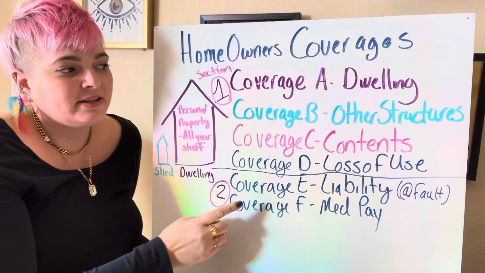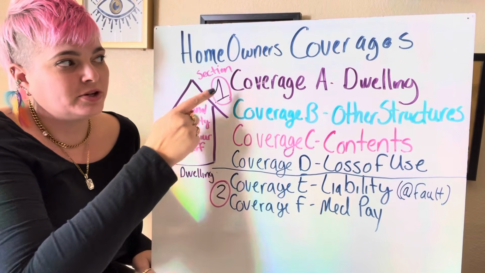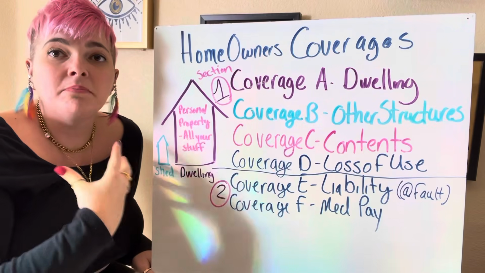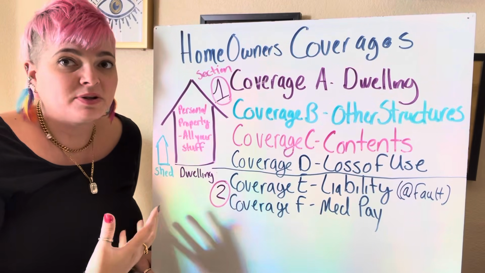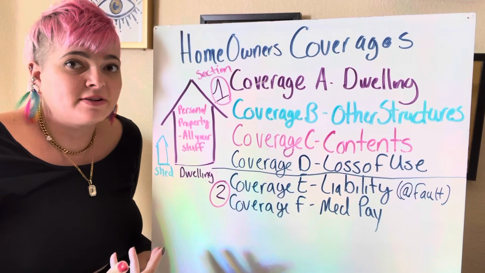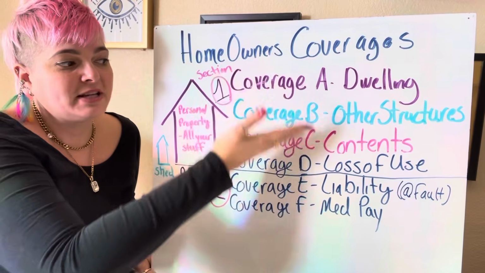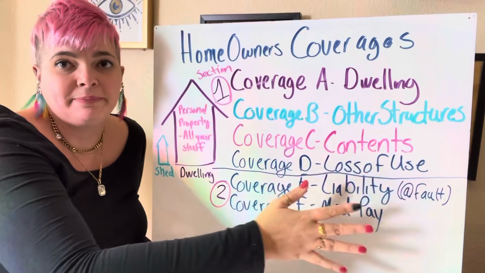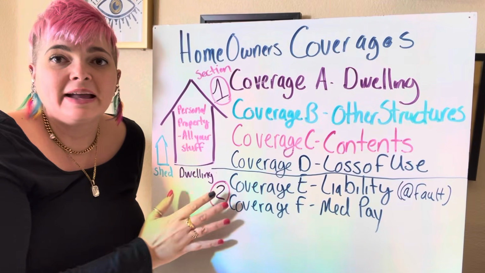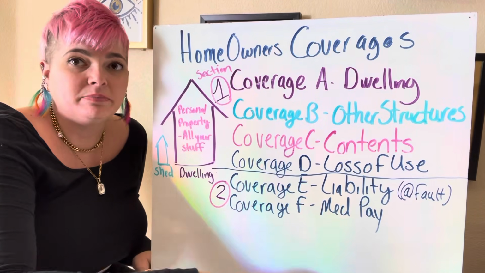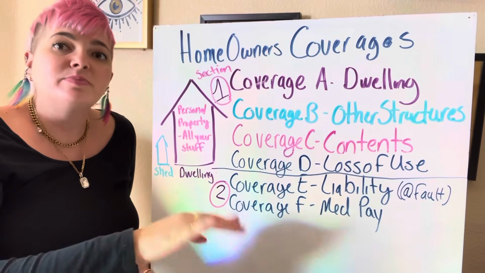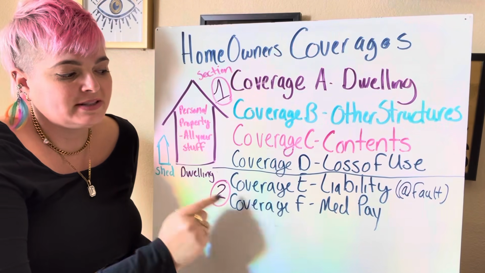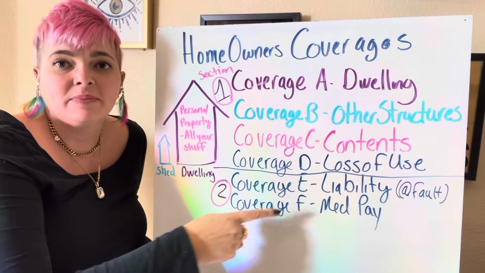Now, coverage F is Section 2 now. So where Section 1, A, B, C, and D were covering me and my stuff, if my house burned down, if my shed burned down, if my belongings burned down, and I need to go stay at a hotel, that's all about me and my stuff. So Section 1 is known as property. Section 2 is known as liability, and this is about other people, other people's stuff, other people's bodies.